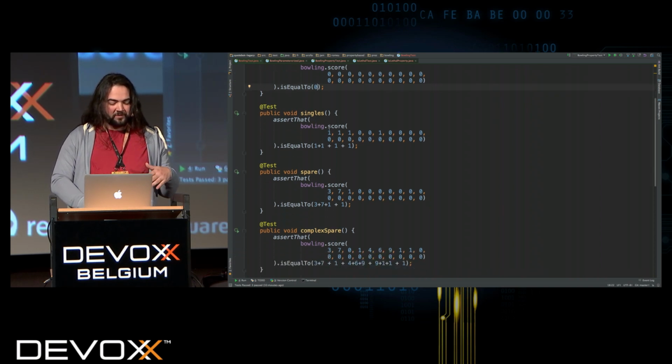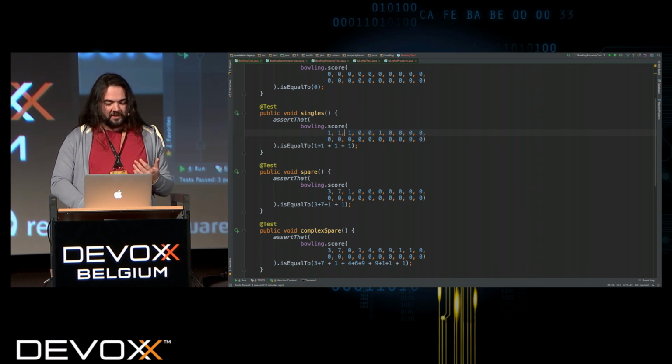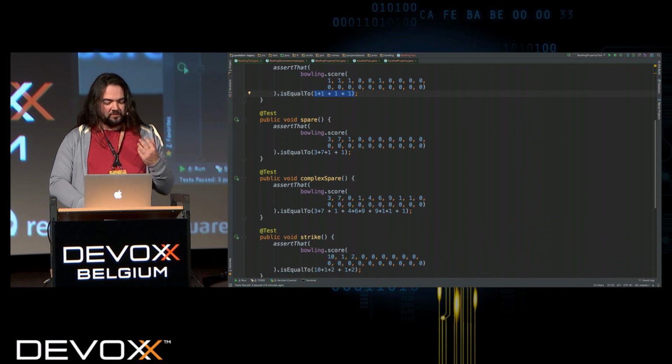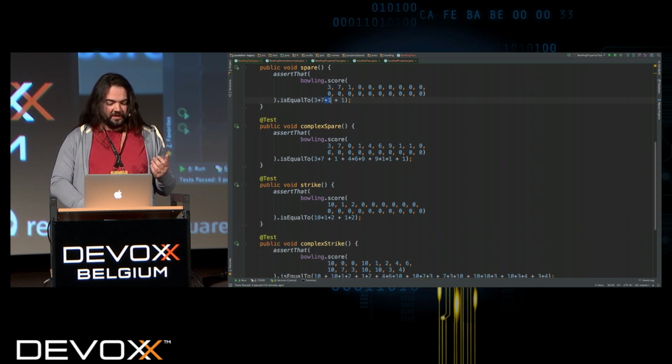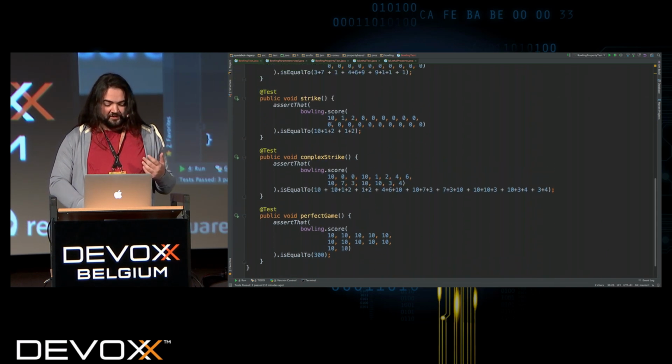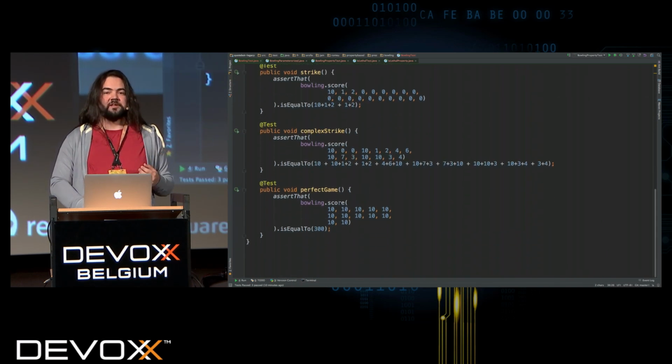Then I have some single points, and it's the sum of them that is my score. Then we would try a spare. So here we have 3 and 7, that's 10 points, and 1. You see that we have 3 plus 7 plus 1, and the 1 is the bonus. And we'll try another spare, just to not do the same thing. And then we'll try a strike, a more complex strike, and a perfect game.